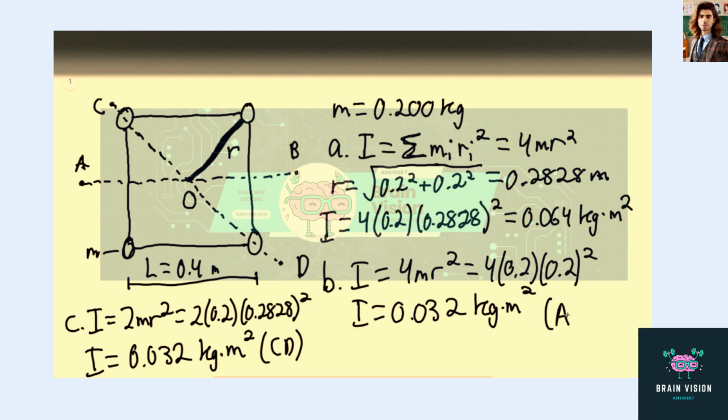And so this would be for CD. This would be for AB. And this would be for your system. And that's the end of the solution.